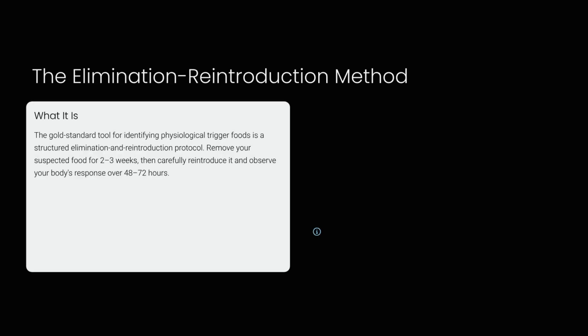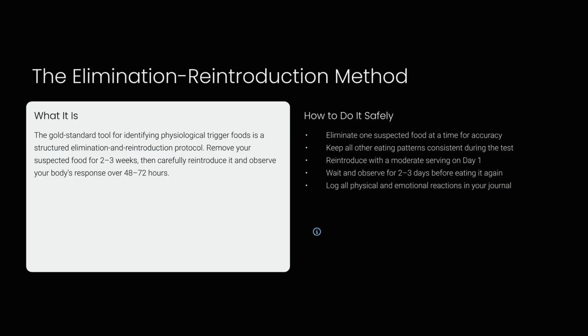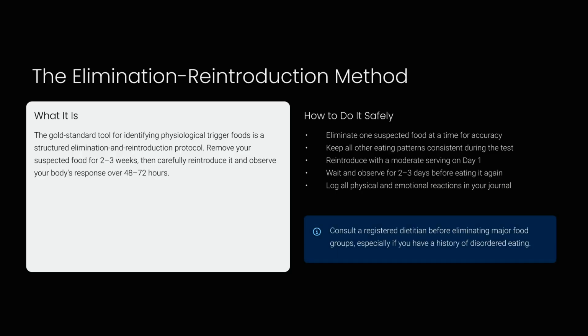The elimination reintroduction method is the gold standard for identifying physiological triggers. You remove a suspected food for 2 to 3 weeks, then carefully reintroduce it and observe your response. Always consult a dietitian before eliminating major food groups, especially with a history of disordered eating.